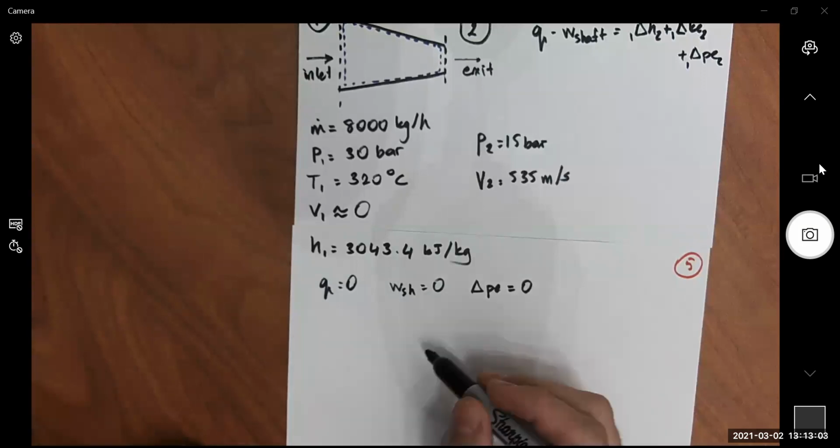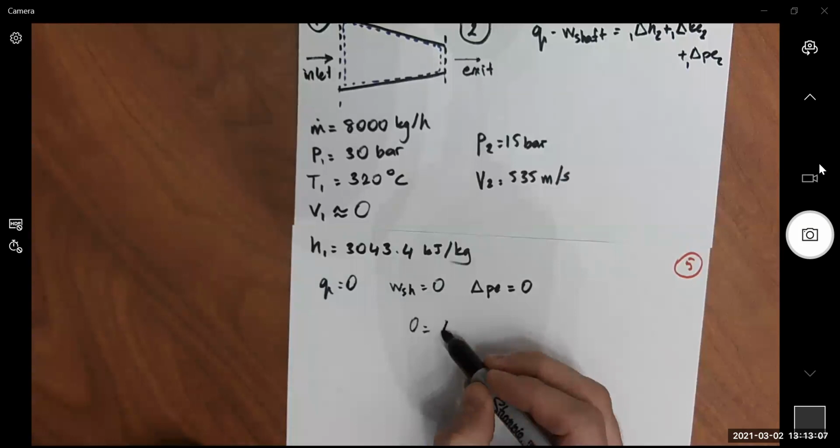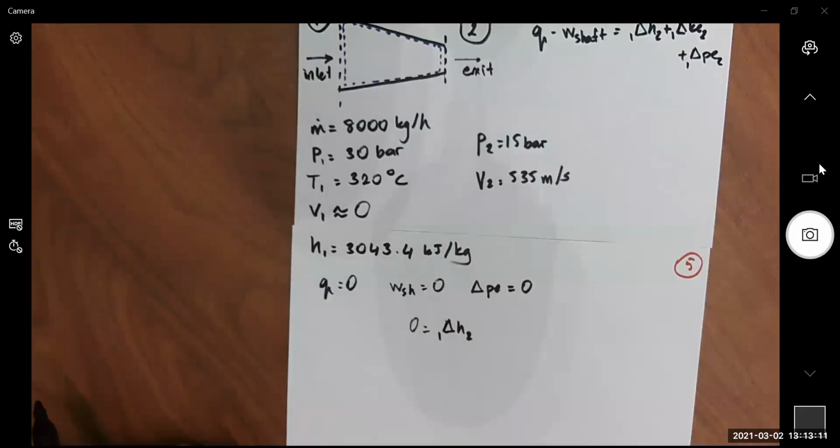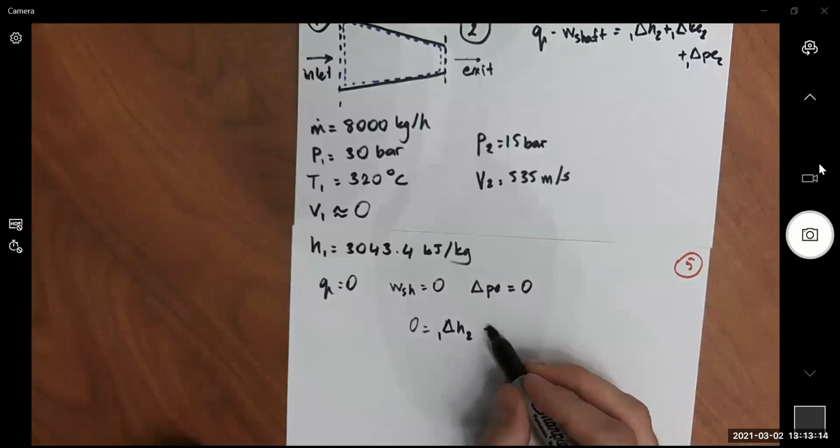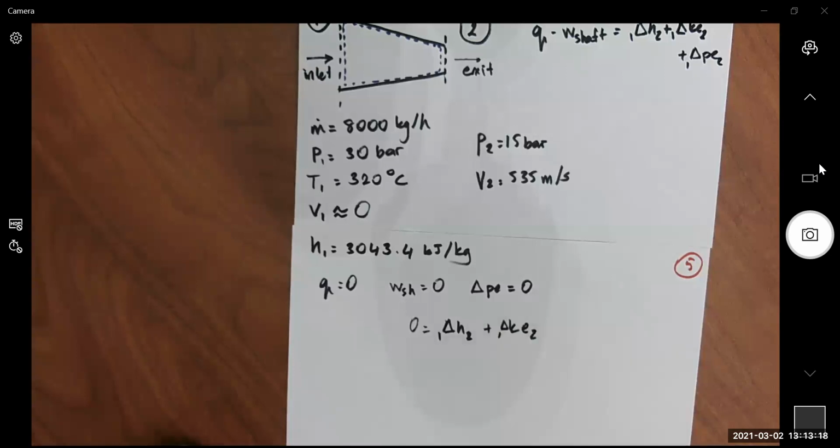So if I write my first law of thermodynamics for an open system for one inlet, one outlet, steady state, enthalpy difference and kinetic energy difference will be equal to 0. From here, H2 minus H1 plus V2 squared over 2 will be equal to 0, because V1 is 0, right? Velocity at the inlet is 0. From here, H2 equals H1 minus velocity at the outlet squared over 2.